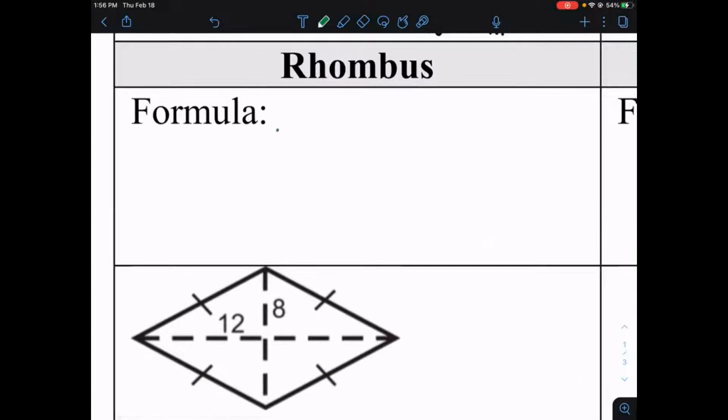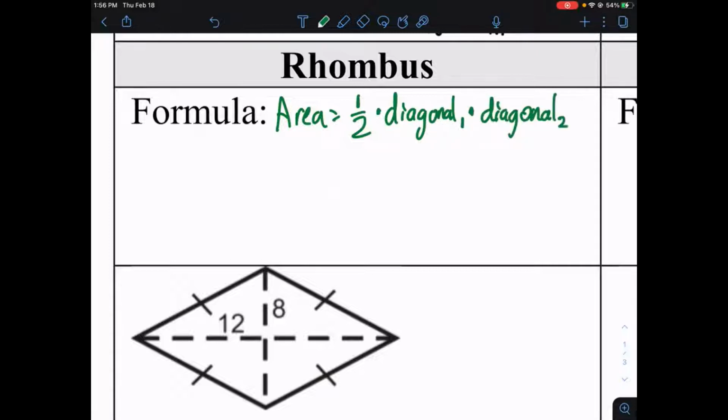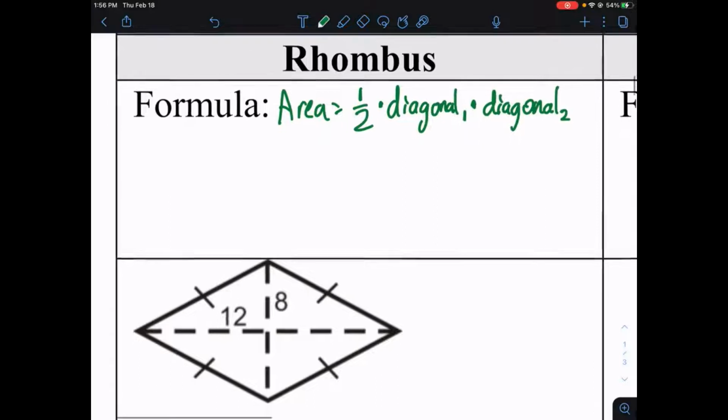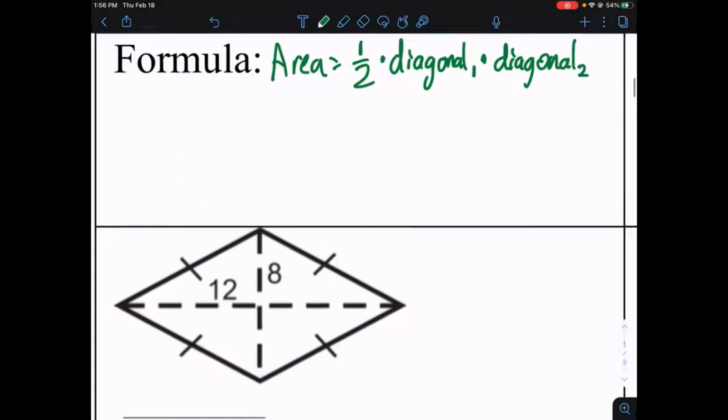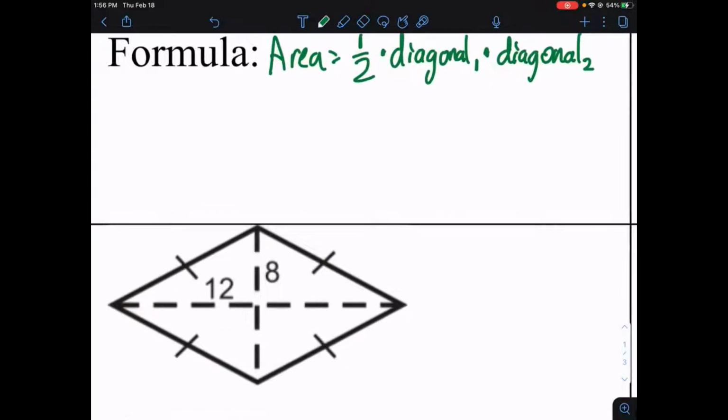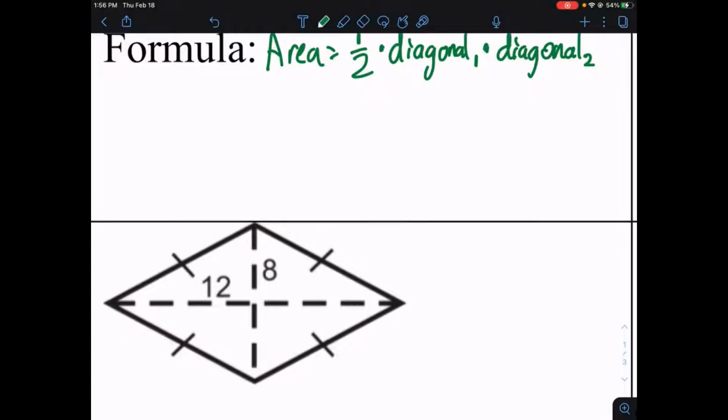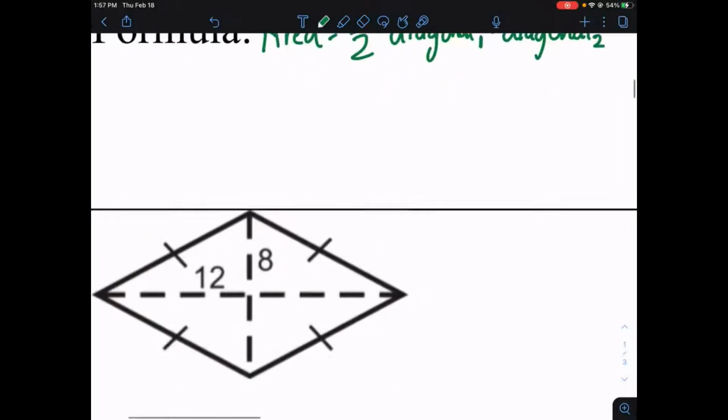So the formula for the area of a rhombus is 1/2 times diagonal 1 times diagonal 2. Okay, so here the 1 and the 2 are just telling the two diagonals apart. They're not actually the numbers 1 and 2. Okay, so why does this formula work? Well, first let's go and do the calculation.